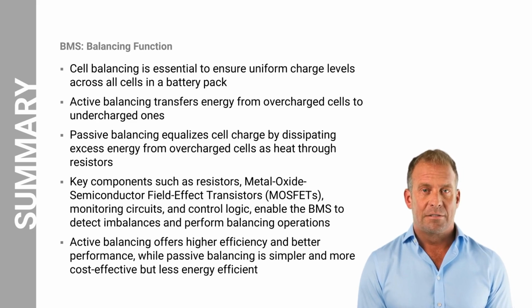Let us now look at the lesson summary on BMS balancing function. Cell balancing is essential to ensure uniform charge levels across all cells in a battery pack, which improves efficiency, safety, and lifespan. Active balancing transfers energy from overcharged cells to undercharged ones, using components like inductors and capacitors to minimize energy loss. Passive balancing equalizes cell charge by dissipating excess energy from overcharged cells as heat through resistors. Key components such as resistors, metal oxide semiconductor field effect transistors, monitoring circuits, and control logic enable the BMS to detect imbalances and perform balancing operations.